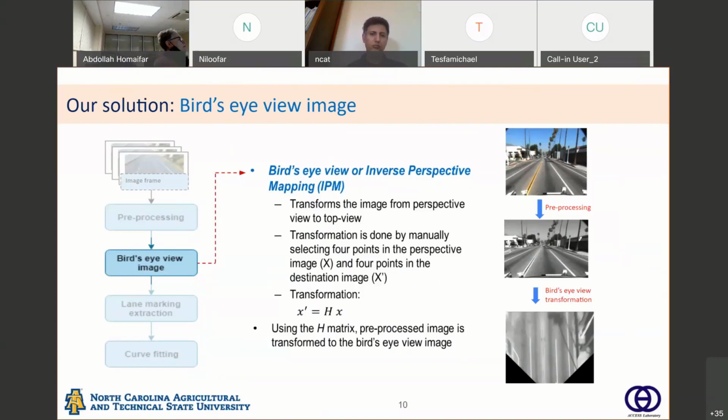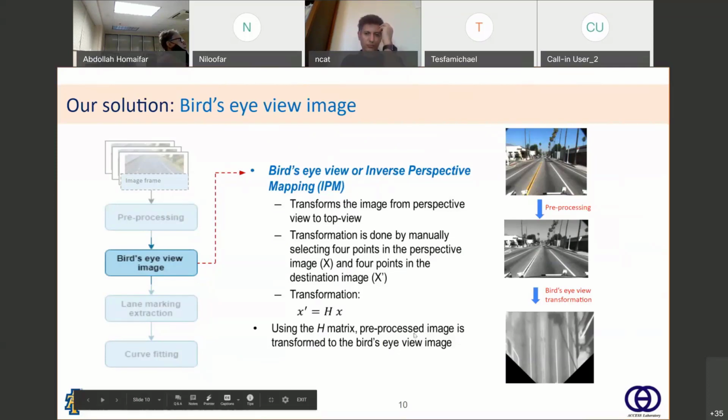The second stage is a bird's eye view transformation. Obviously, this perspective view doesn't really give us the scale, the measurements of the lane widths and the lane marking thickness and these details directly. So we transform the image from perspective view to a top view, so that we can make direct associations with the actual lane characteristics, like, for example, how wide is the lane, or how much is the thickness of the lane in terms of pixels, as well as in terms of standard units.